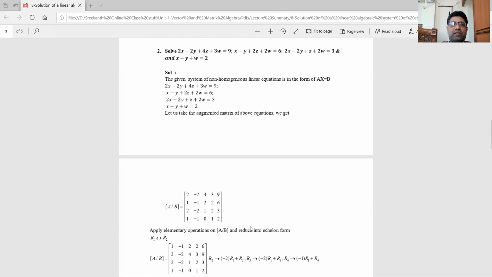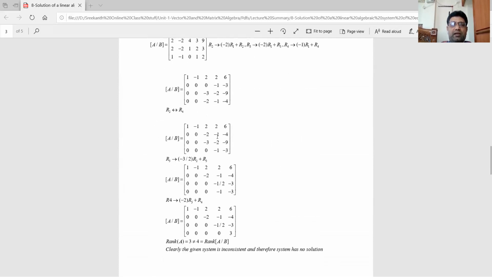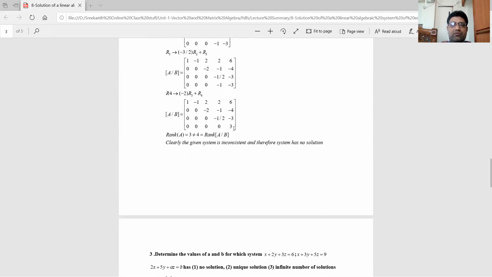We'll see one more problem here. Solve 2x... So this comprises 4 unknowns. Same procedure: write the augmented matrix, reduce this augmented matrix to echelon form by using the row operations. See here it is reduced to echelon form. And the rank of the coefficient matrix here is 3, but the rank of the augmented matrix is 4. So clearly these two are not equal. Therefore, the system is inconsistent and it doesn't have any solution at all.